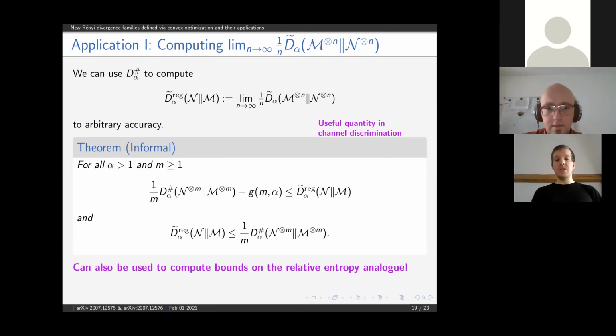Another thing to note actually is because these sandwiched channel divergences are upper bounds on the relative entropy channel divergence, you can also use these D-sharp divergences to compute bounds on this relative entropy channel divergence.